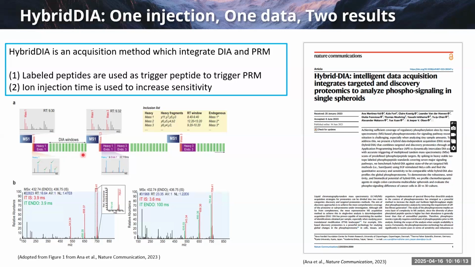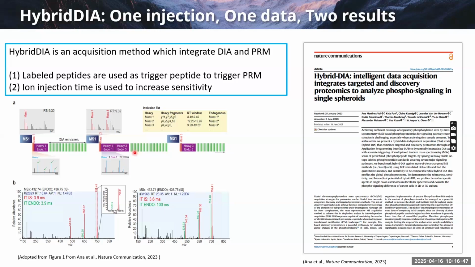So we'll do the check. If the check finds that this is our target peptide, then it will trigger a PRM scan. In the PRM, it will isolate these ions, and then do the PRM to get the fragment ions. After that, it's still the DIA scan. So this is the basic idea for the hybrid DIA. It's just a combined DIA and PRM.